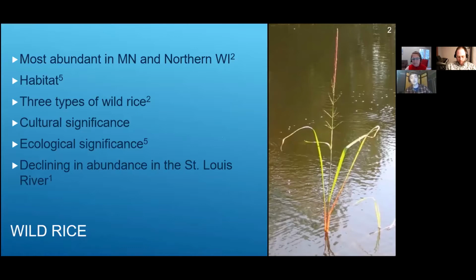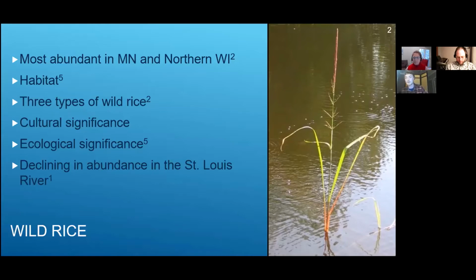So wild rice, the Zizania palustris wild rice that we know about up here, is most abundant in Minnesota and northern Wisconsin. It requires a certain habitat, which is like 6.9 to 8.8 pH, so a little bit more basic. It also grows in siltier or muckier sediment and at a shallower depth, 10 centimeters to a meter. So you usually find it in shallow streams, rivers, and lakes.